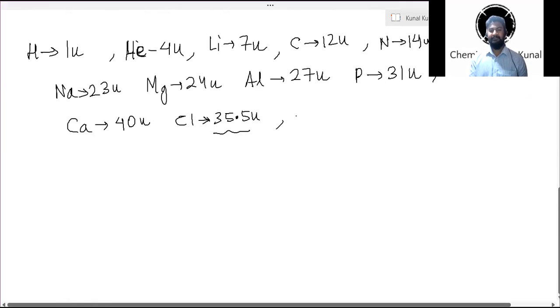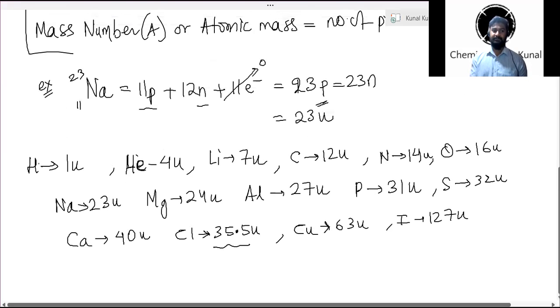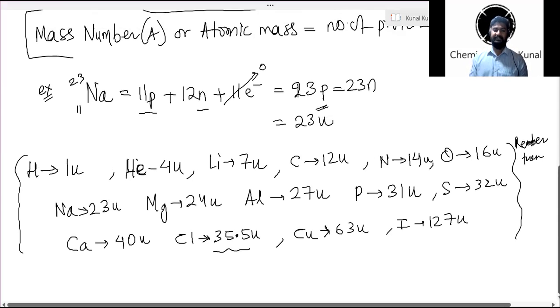Apart from that, there are a few more masses that you must consider remembering, like copper is 63 U, and iodine is 127 U. So the list is huge. As much as you can remember, it's fine, but probably the data will be provided in your exams. But these are the common masses that you might consider remembering. If possible, remember them. Moving on to the next part.